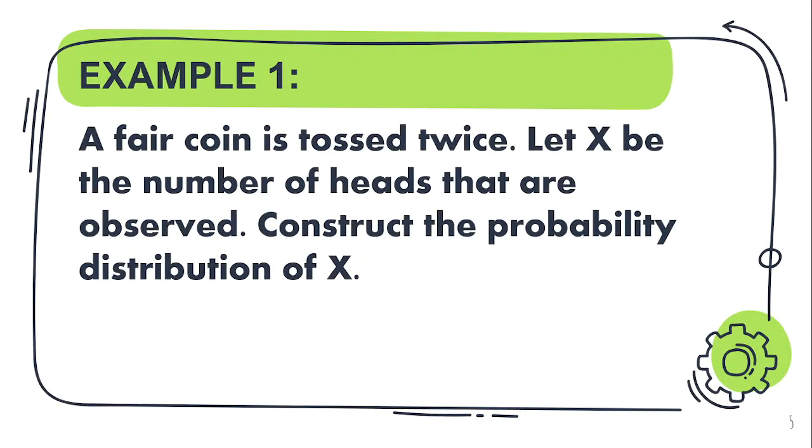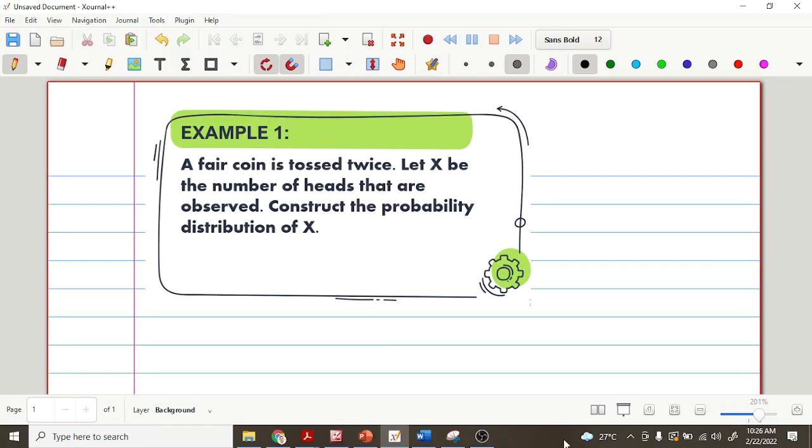For the first example, a fair coin is tossed twice. Let x be the number of heads that are observed. Construct the probability distribution of x. Okay, so here in our example, we are to construct the probability distribution of x. So ano yung x natin? It is the number of heads that can be observed after we toss a fair coin twice.